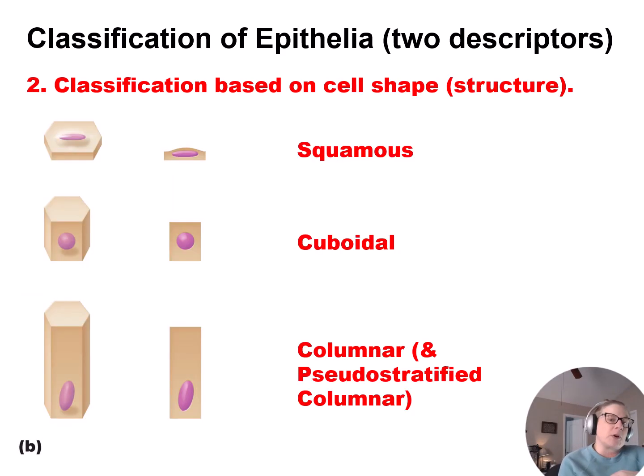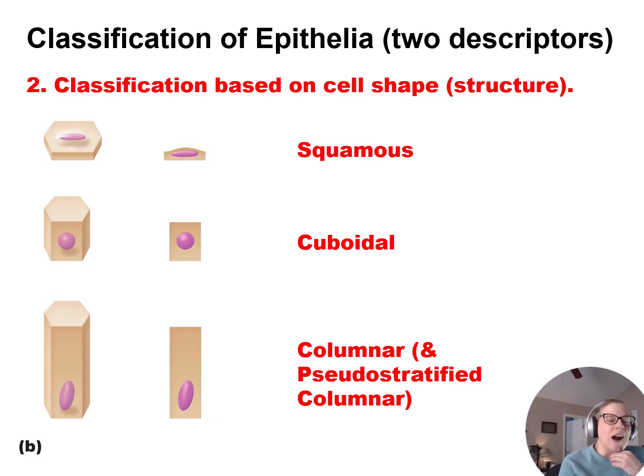The second descriptor that we have to use when describing epithelial tissues is what is the shape of the cell? There are three basic shapes that we're going to find. The first one is squamous. Squamous cells are flattened and they're very irregularly shaped. The nucleus is always also flattened.